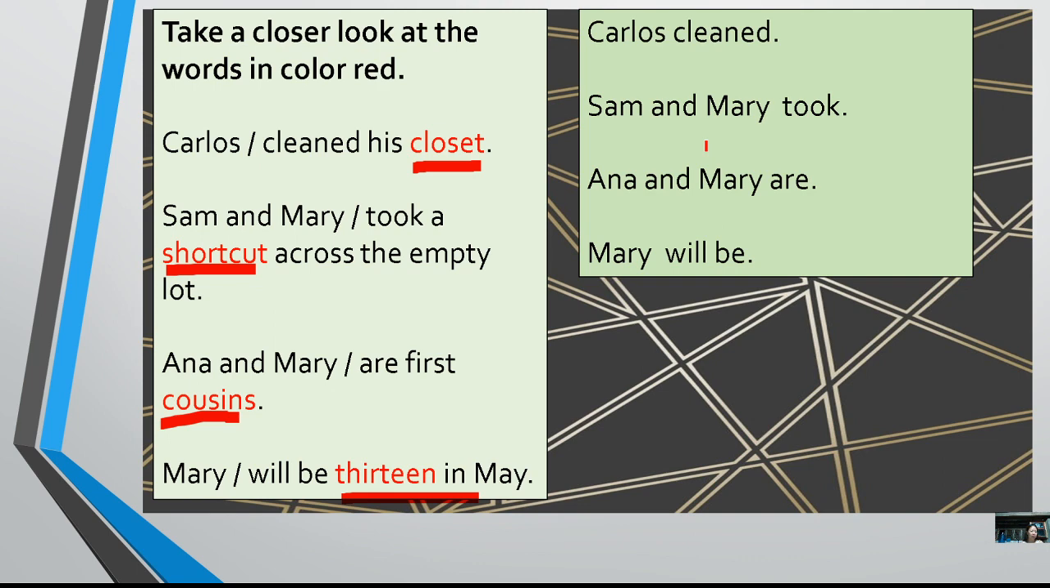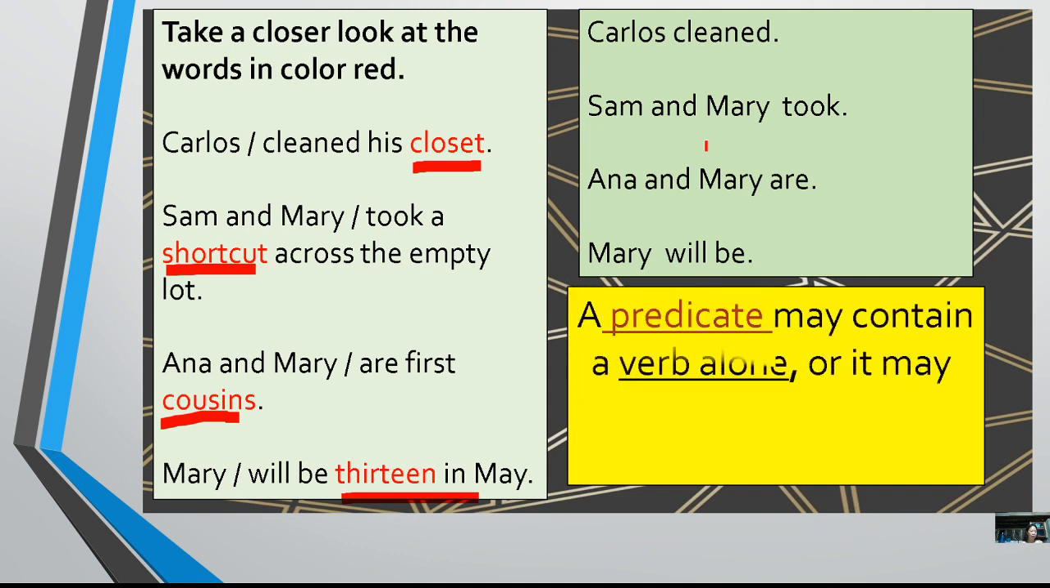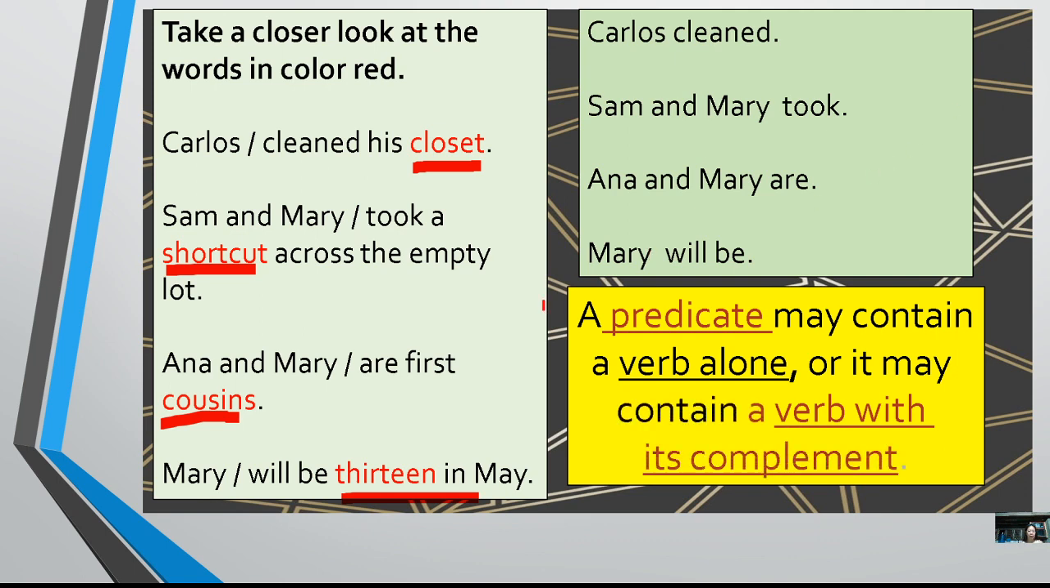When checking for complements, read aloud only the subject and the verb part of each sentence. Then ask yourself, is something needed to complete the sense of the verb? So if the answer is yes, then you'll find a complement in the sentence, okay? So always remember, a predicate may contain a verb alone, or it may contain a verb and its complement. Again, let's read this part. A predicate may contain a verb alone, or it may contain a verb with a complement.